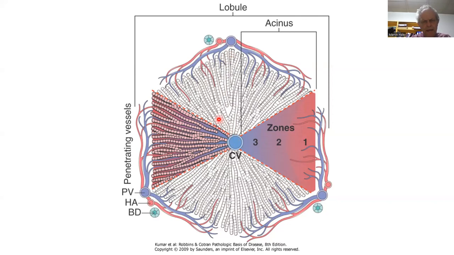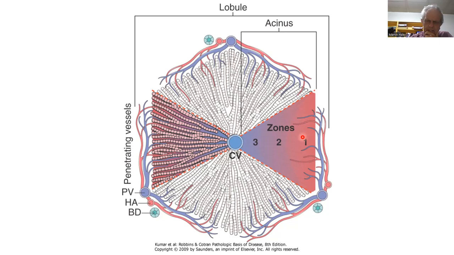The bile flow, on the other hand, exits in the opposite direction. Bile flows along the biliary canaliculi and gradually gains access to the bile duct, and exits the liver through the common hepatic duct and common bile duct into the duodenum. So when we look at this, as I said, you've got the arterial supply and the venous supply, all draining into the central vein.